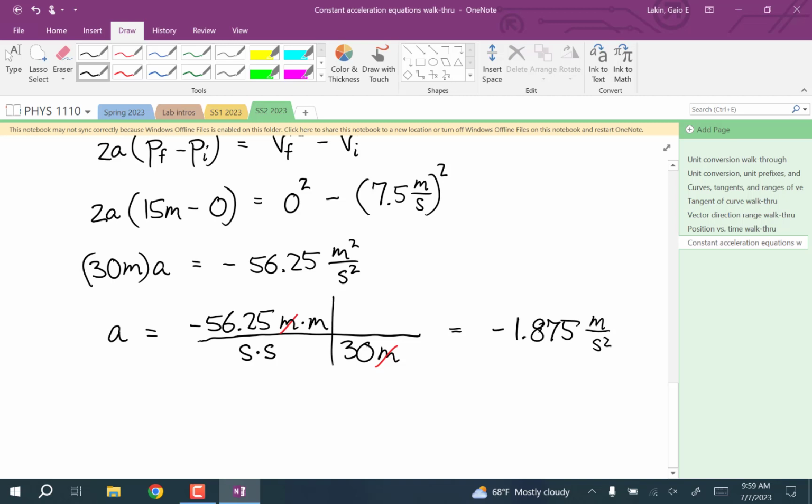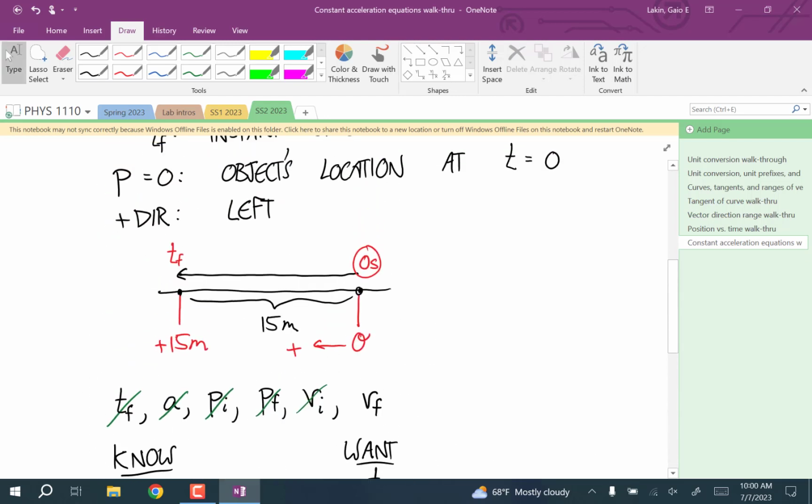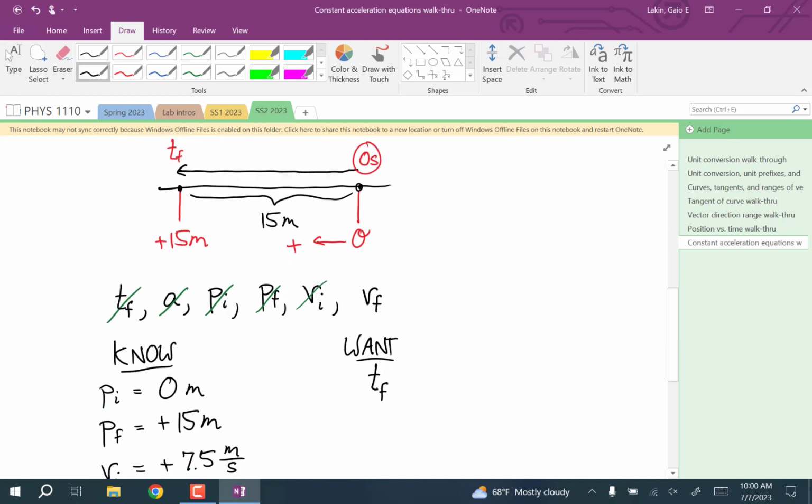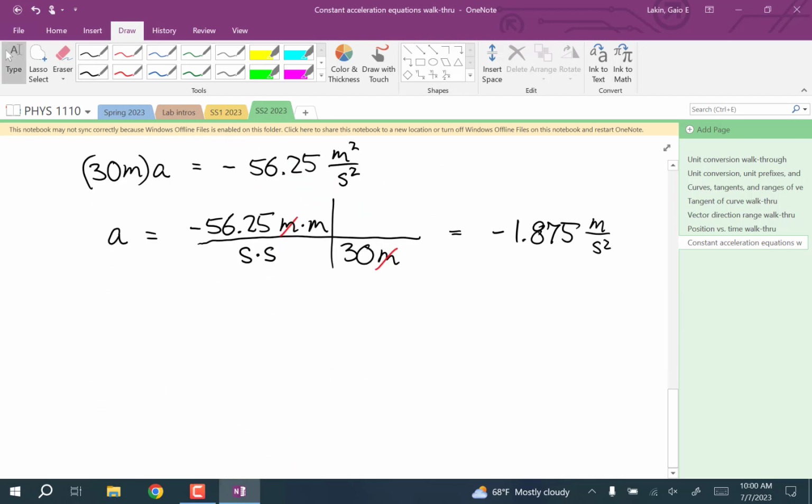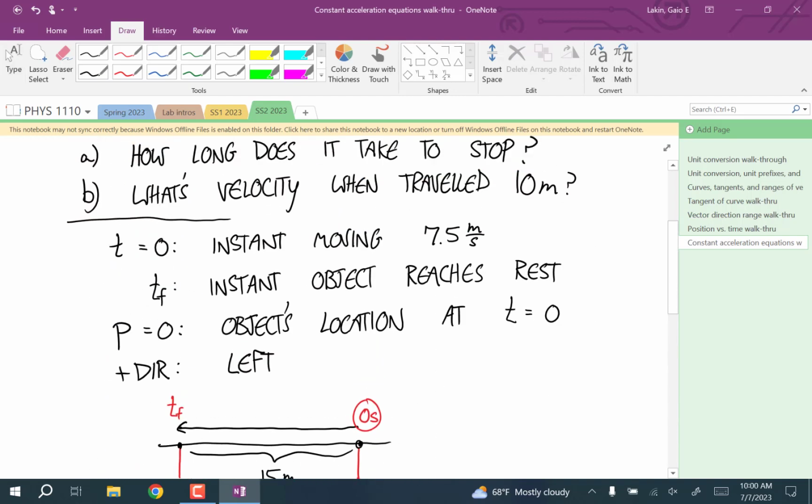Okay, here's a question. Does it make sense that our acceleration is negative? Yes, it does, because notice that the object is moving in the positive direction. The velocities are positive. And the object is slowing down from some speed to 0 speed. And so the acceleration needs to be the opposite sign of the velocity. The velocity is positive, the acceleration needs to be negative. So that all makes sense. Okay, now let's go on to part B.